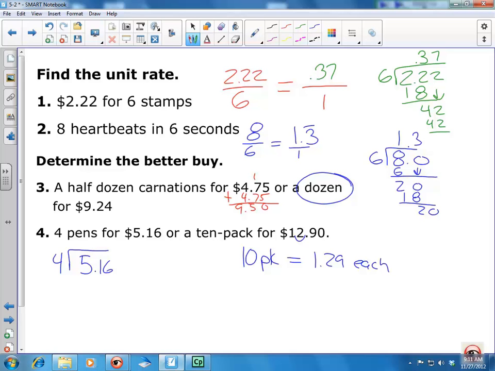I divided $12.90 by 10, which I know dividing by 10 is the same thing as moving our decimal 1 place to the left. Okay, so that's what I did. I moved my decimal 1 place to the left, and I got $1.29 each.